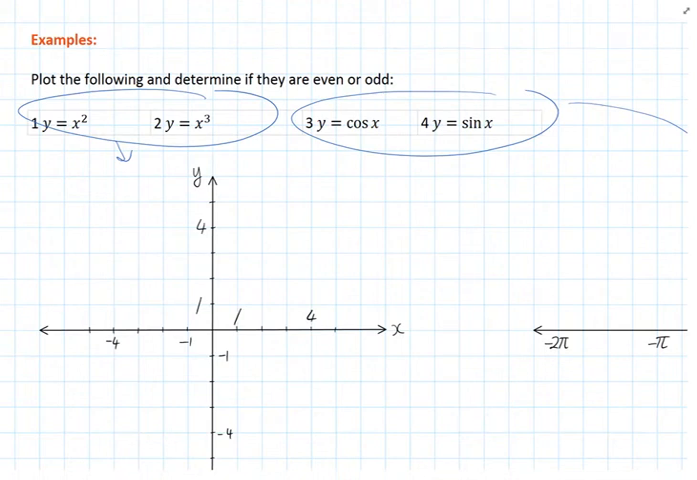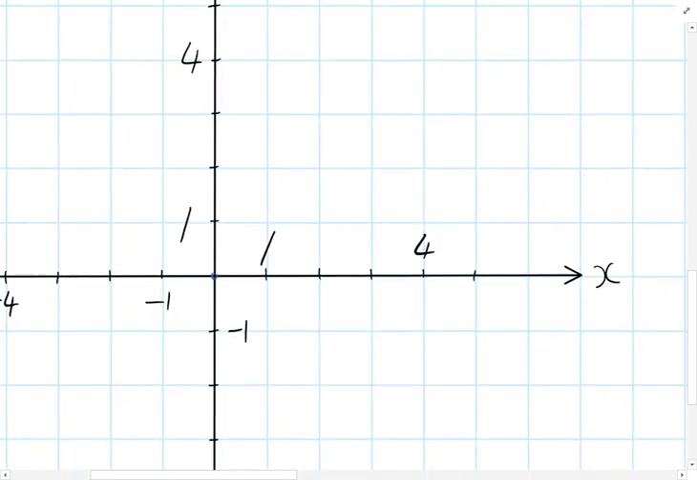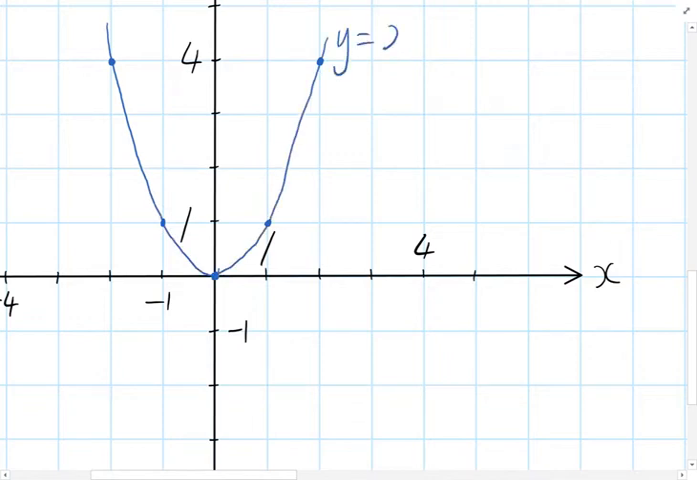And so the first one I've got here is x squared, so I'll do that one first. So we'll put the points in for that. I'll start at 0, 0. 1 squared is 1, 2 squared is 4, negative 1 squared is 1, negative 2 squared is 4, and we'll sketch that in carefully. Okay, so that's y equals x squared.